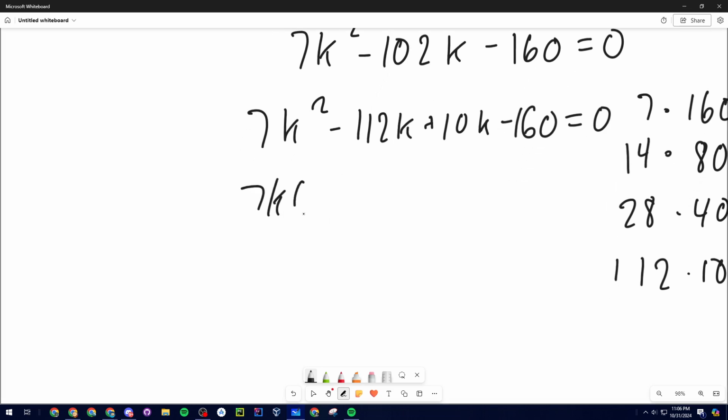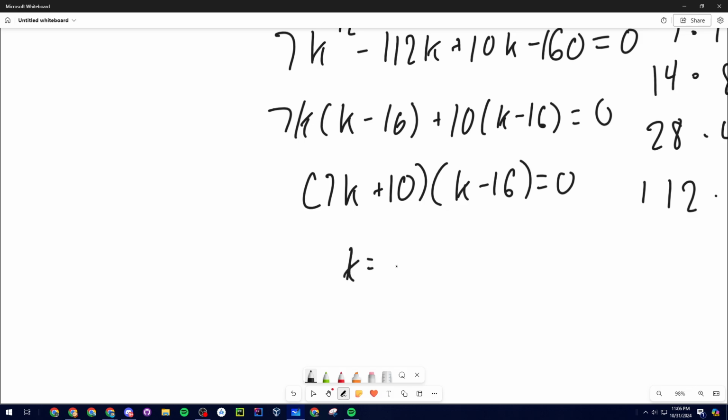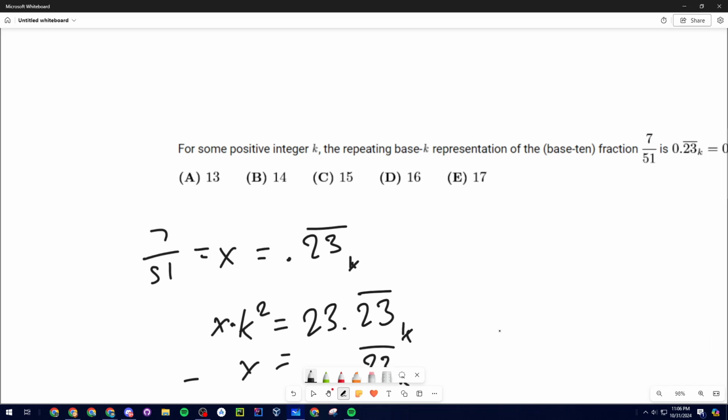Now factoring with grouping, this is 7k plus 10 times k minus 16, equal to 0. Therefore, k is either negative 10 over 7, which is not an answer, or it's 16, which is a positive integer, and that's our solution. So that's the answer, and you can see that 16 is an answer choice, so it's 16D. It's a really nice problem.